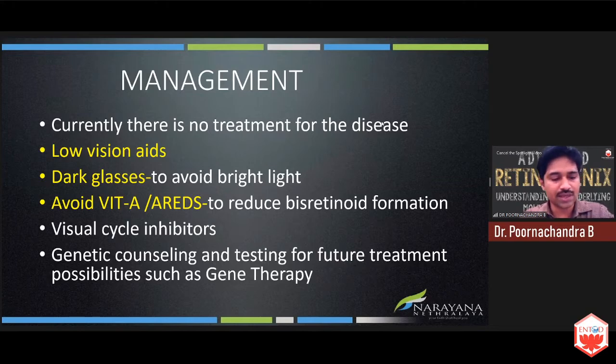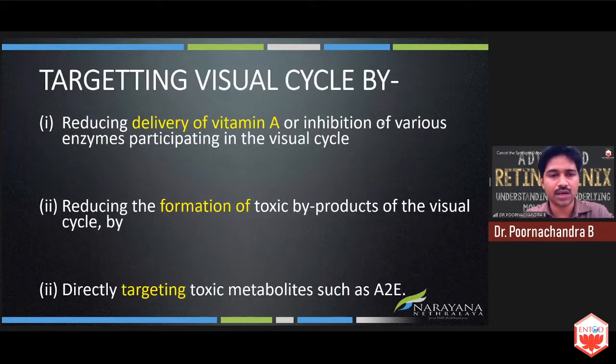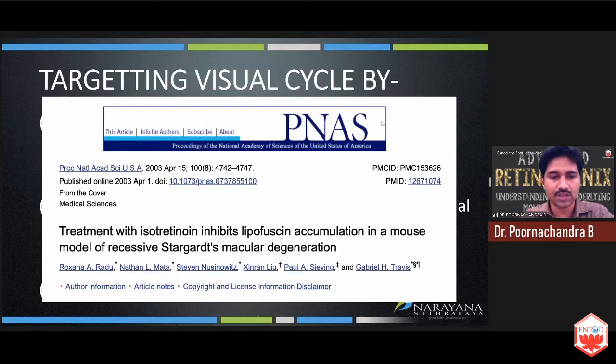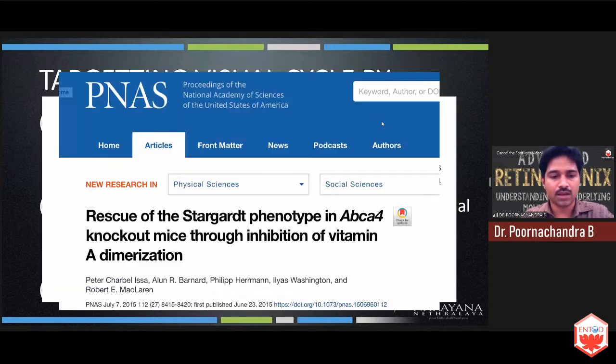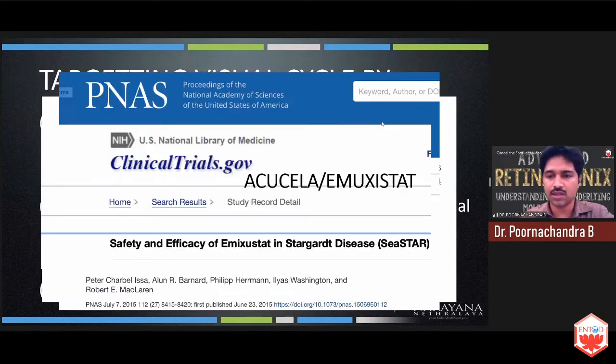So there are some visual cycle inhibitors which have been tried in Stargardt's. Basically, they act either by reducing the delivery of vitamin A, by reducing the formation of toxic byproducts, or they may directly target toxic metabolites. So many things like isotretinoin and also vitamin A dimerization, and recently a phase 3 trial using an acucellular exemestane. So these are all basically visual cycle inhibitors.